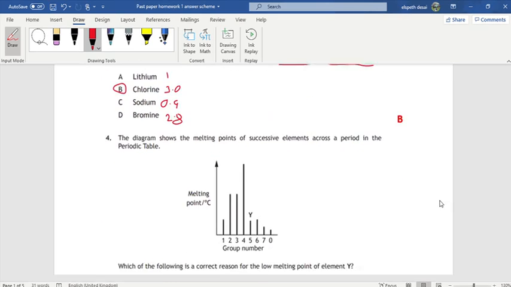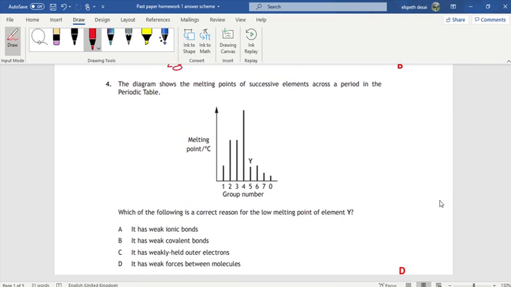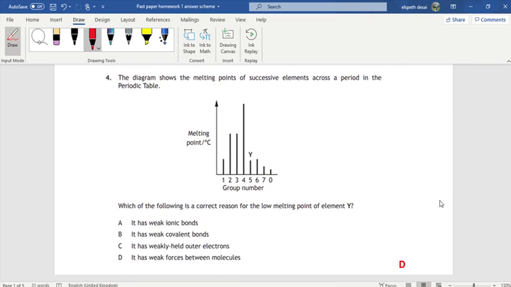Okay, question 2, or question 4. I haven't changed the numbering of the questions, sorry about that. So this question says the diagram shows the melting points of successive elements across a period in the periodic table. There's a couple of clues here, if this was part of a bigger past paper, which would help to tell you about which topic the question relates to.